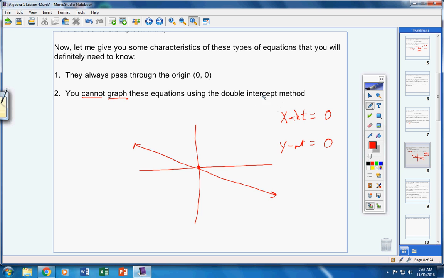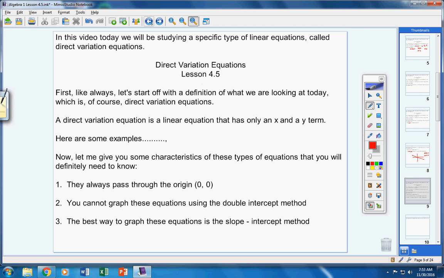The best way to graph these, guys, is the slope-intercept method usually. You might want to put the word usually in there. Sometimes a table of values method also works well too. It depends on the situation. But quite often, the best way to graph these is the slope-intercept method, but you cannot graph these using the double-intercept method. It will not work. And they always pass through the origin.